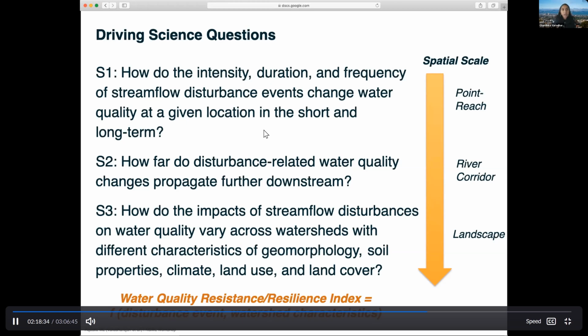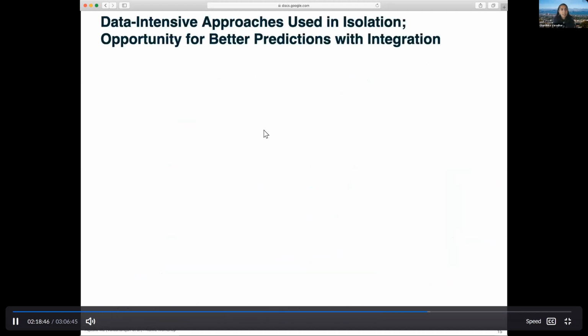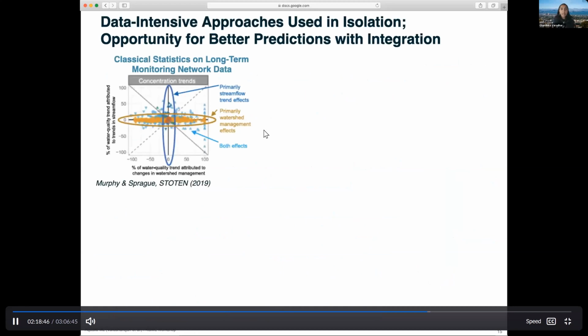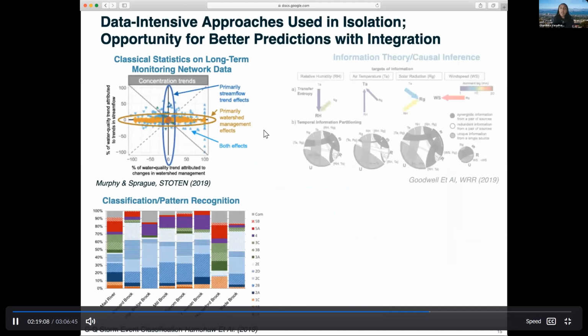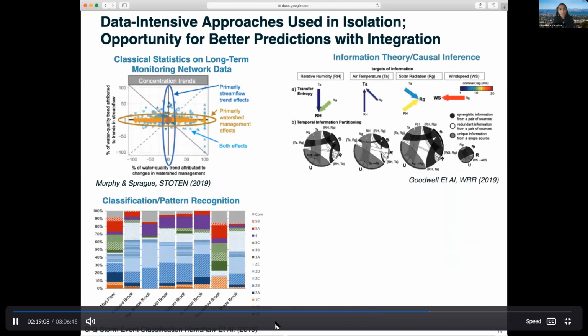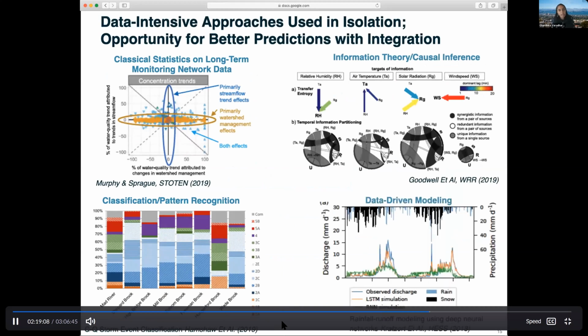So my approach here is going to use a variety of data-driven methods for the predictions. Recently there's been a growing number of studies that look at these long-term water monitoring data sets, and these have included classical approaches such as regression to determine long-term trends, identifying patterns in hydrogeochemical behavior, in this case using Boltzmann machines or convolutional neural networks, methods using information theory or causal inference, as we heard even earlier today, to determine the drivers behind observed variables, and finally machine learning, which is already just beginning to show a lot of promise.